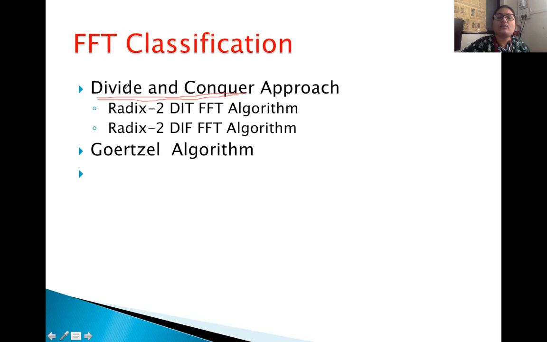Based on this approach, there are two algorithms. The first algorithm is called the radix-2 DIT FFT algorithm, and the second is called the radix-2 DIF FFT algorithm. And then we will look into the Goertzel algorithm. This is also for computation of DFT values. So these are the important algorithms that we are going to study in this chapter on FFT algorithms.